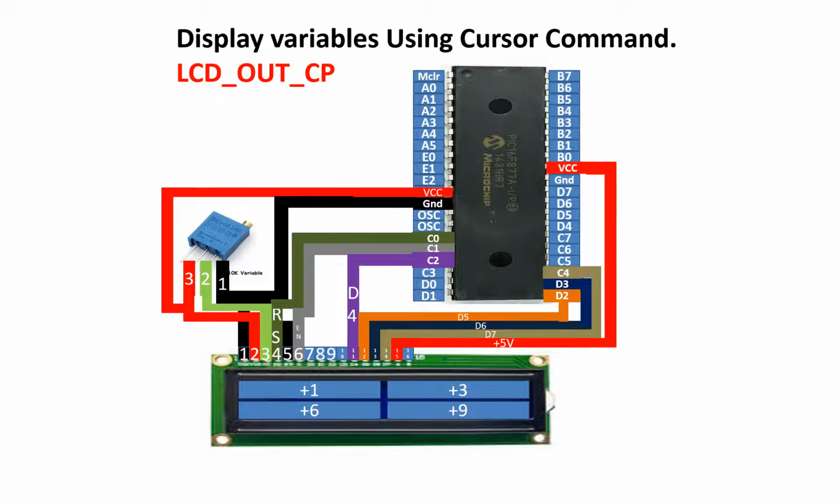Now guys, pin number 15 is the LCD backlight. If your LCD has a backlight, only then will you connect this pin. You will connect it to the 5-volt supply of the PIC like this, and the ground will go to the common ground like this. In this way your LCD backlight will get the power.